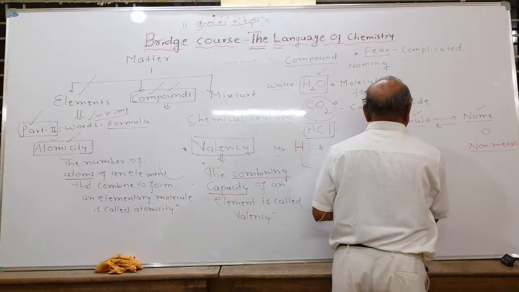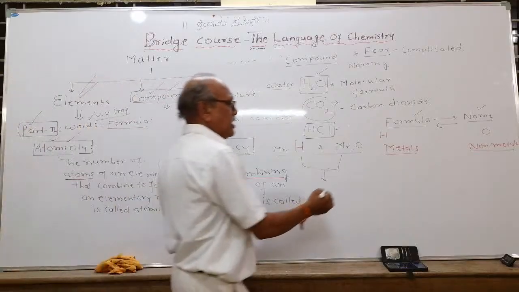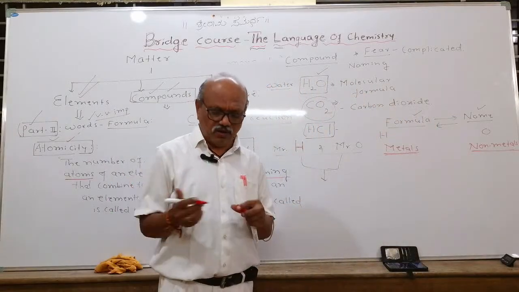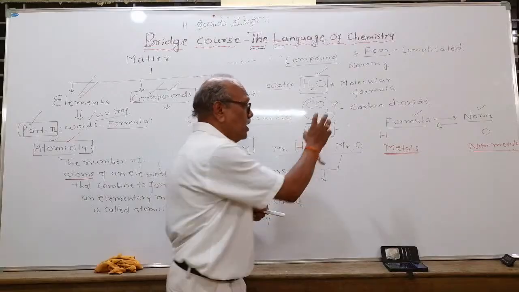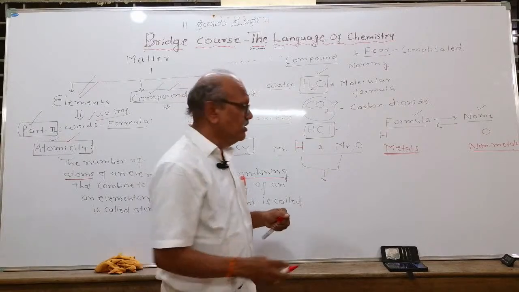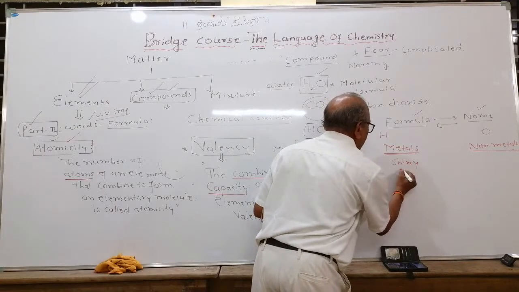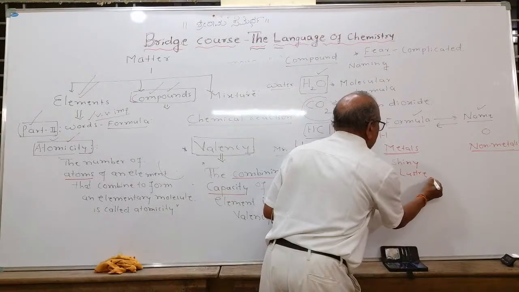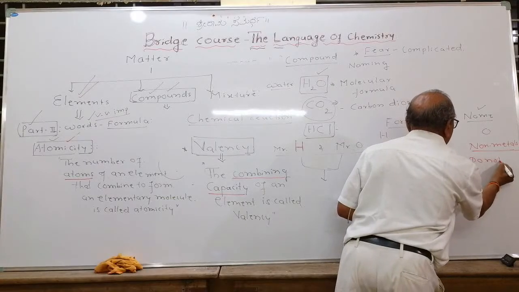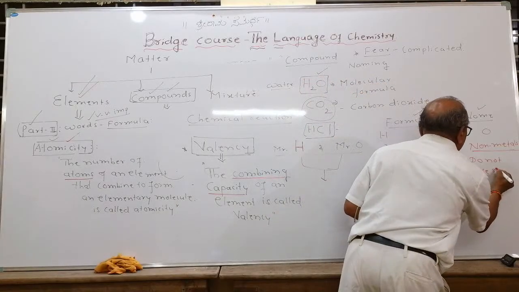See, these elements are further classified. I forgot to tell you, all 118 elements are broadly classified into metals and non-metals. You know what is a metal? What is the difference between metal and non-metal? Metals generally have shiny luster, and non-metals generally do not have shiny luster. You can mark the differences. Later, in metals and non-metals, you will be learning.